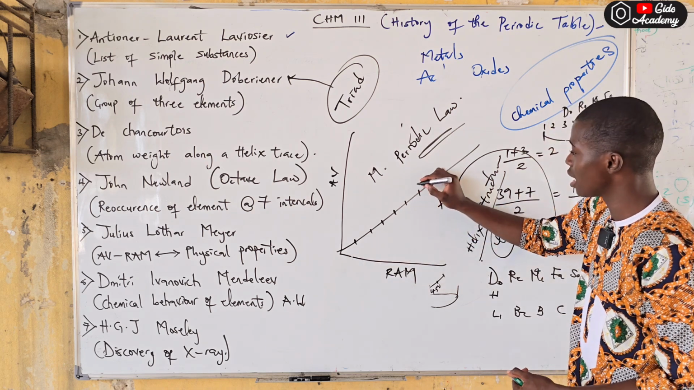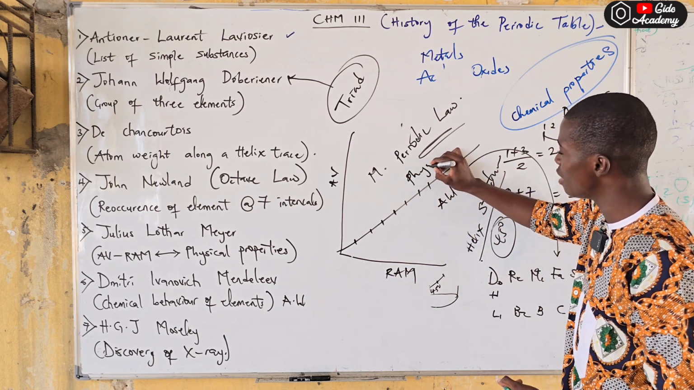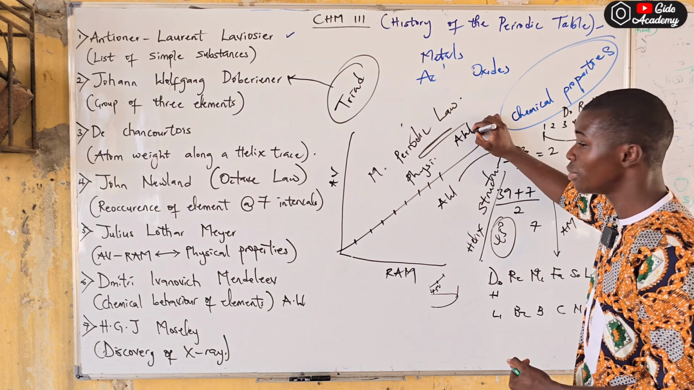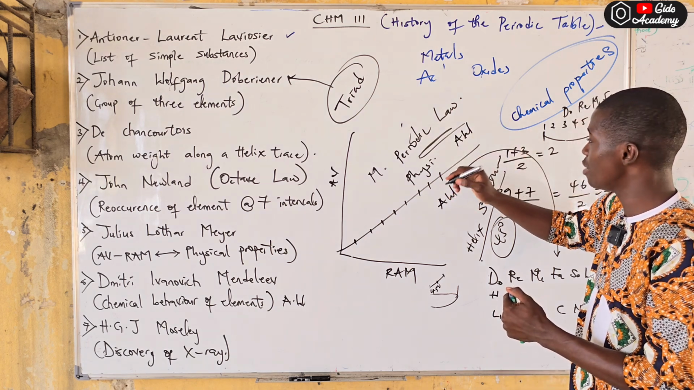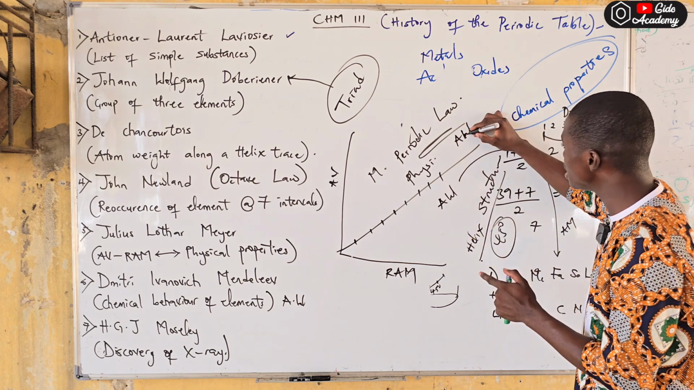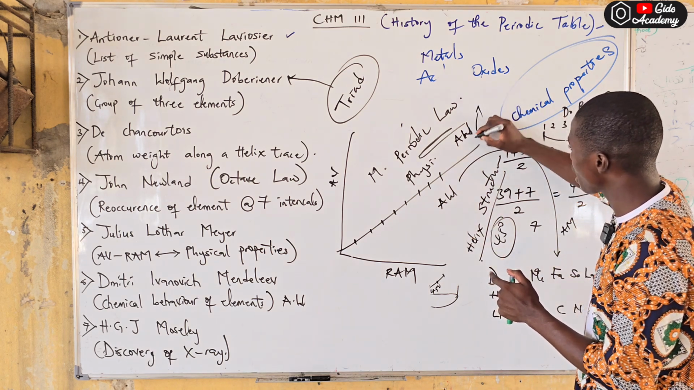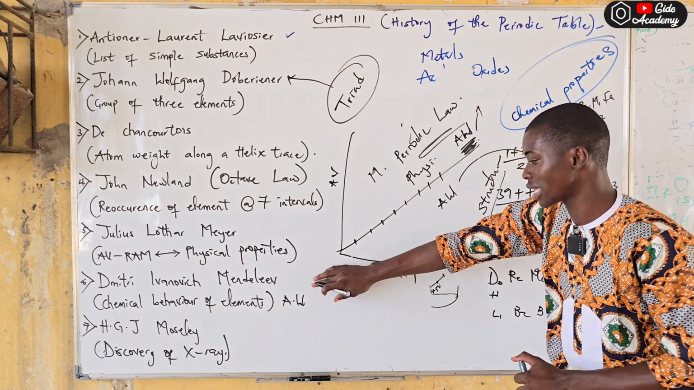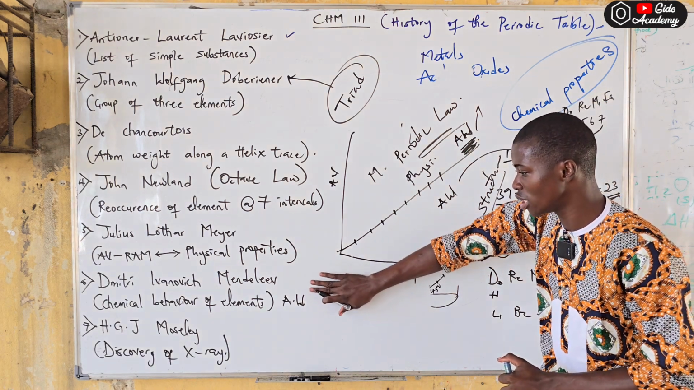And he also opined that the physicochemical properties of elements vary periodically in order of their increasing atomic weight. So he believed that the physical and chemical properties of the elements vary in order of their increasing atomic weight. So this was Dmitri Mendeleev's classification of the periodic table.